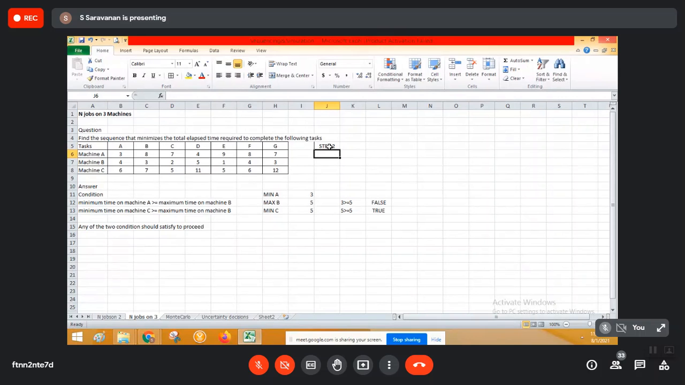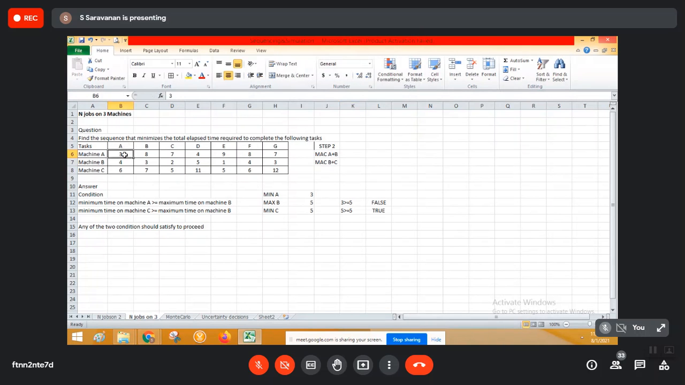Step 2. Okay, so what we are going to do is add machine A and B, machine B and C. We are going to add the times of the projects of machine A and machine B, machine A plus B. Then the second one is machine B plus C. Machine A plus B, machine B plus C.